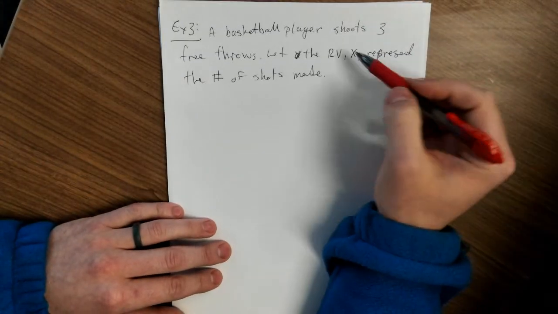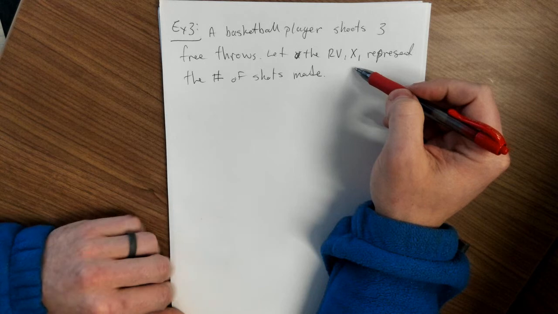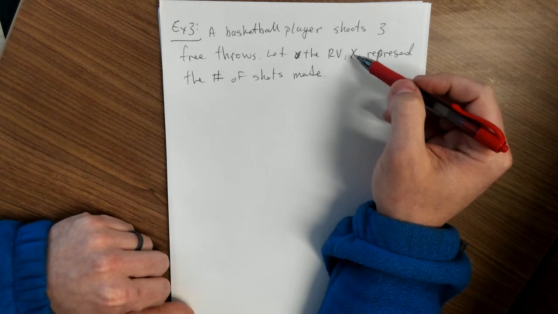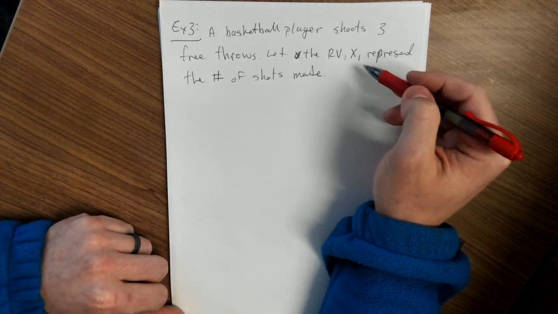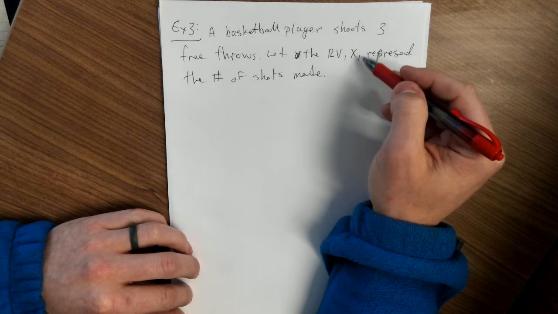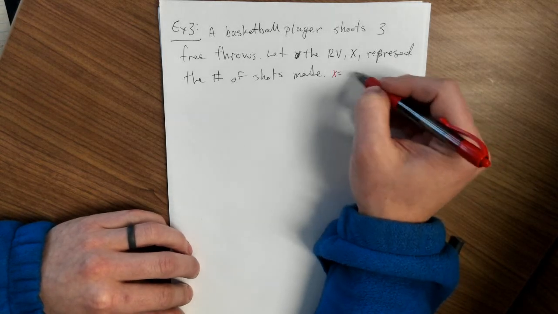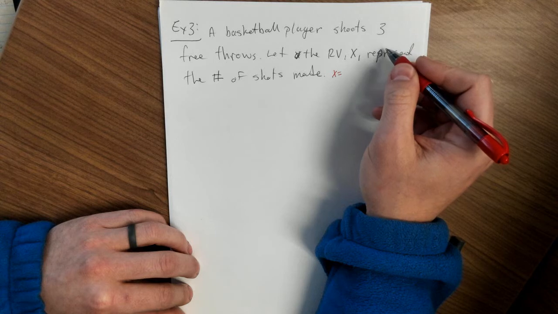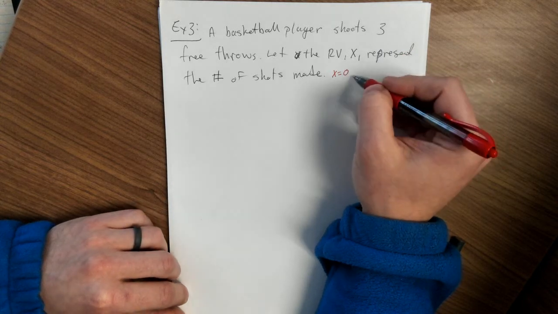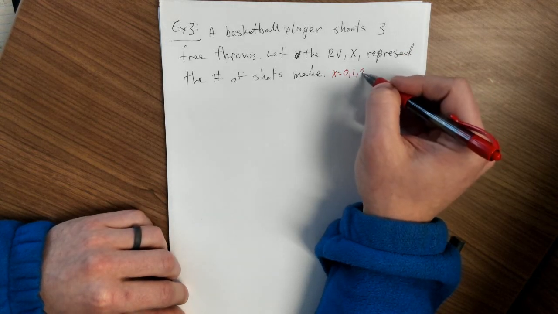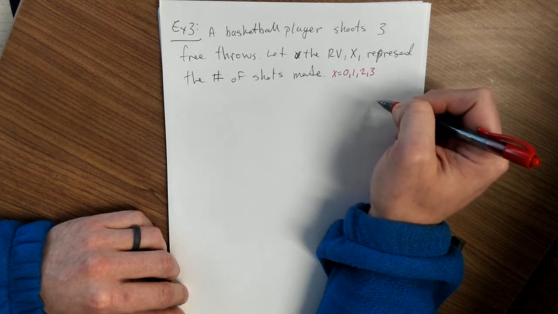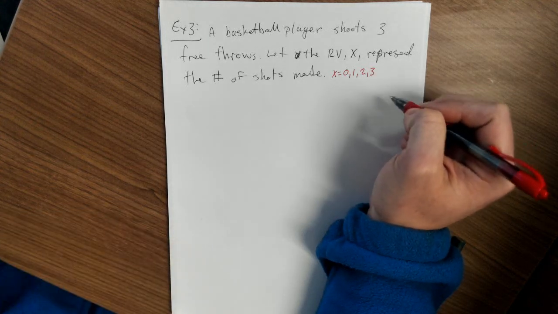If I give you an example, I probably won't tell you what to call the variable. I'll probably let you decide, and you'll also have to decide what X values you can take on. So here X can equal, well, if I'm shooting 3 free throws, my options are to make none of them, to make 1 of them, make 2 of them, or make 3 of them. So those are my possible X values here.